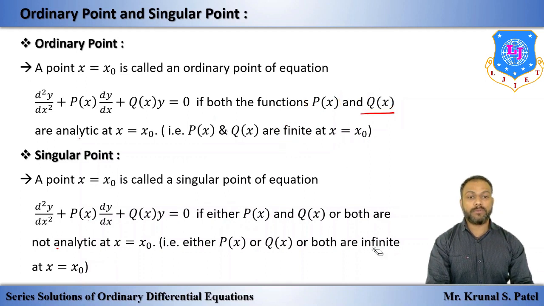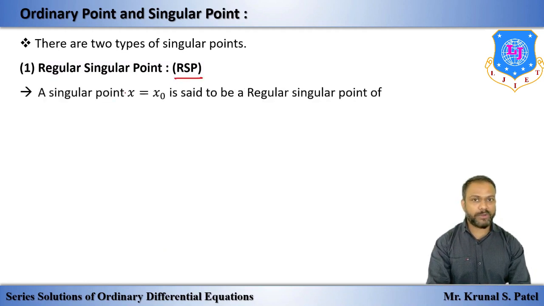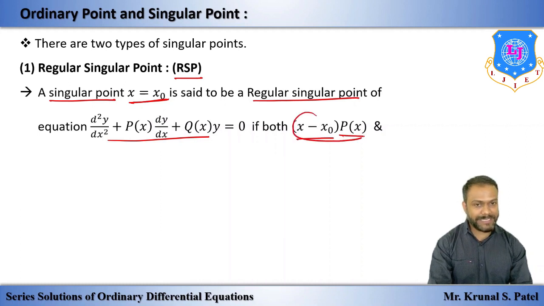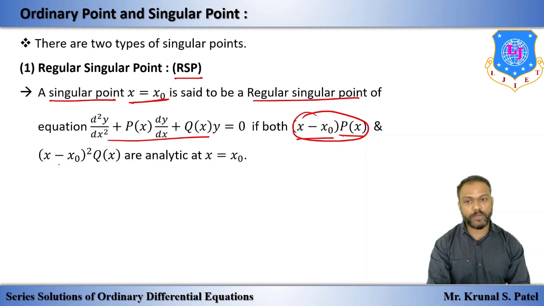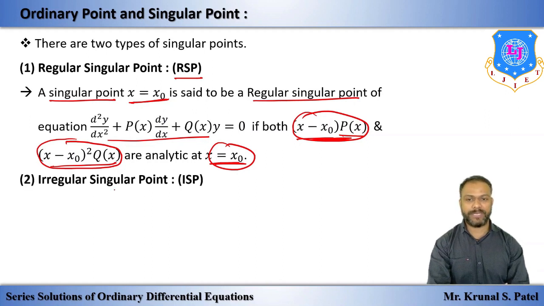Now we have two types of singular point. Number one, regular singular point, that is RSP. What is the definition of regular singular point? A singular point x is equal to x0 is said to be an RSP of the same equation if, now here we are not considering P of x and Q of x alone, we multiply P of x by x minus x0, and x minus x0 whole square into Q of x, and both are analytic at x is equal to x0. Then this point is called a regular singular point. And the second type is the irregular singular point, that is ISP.